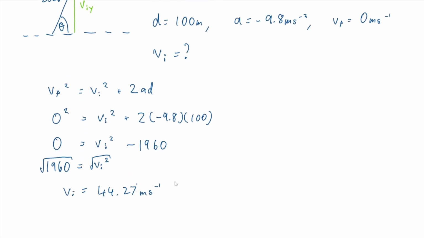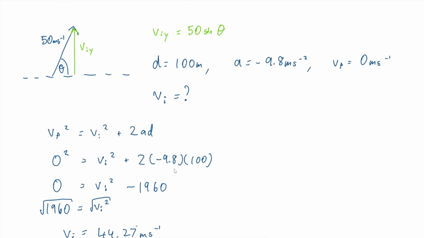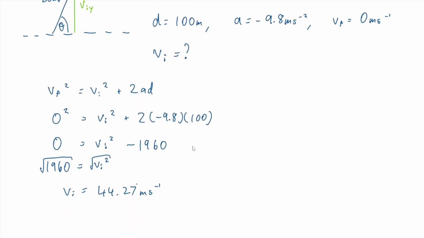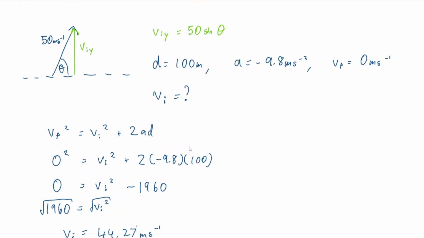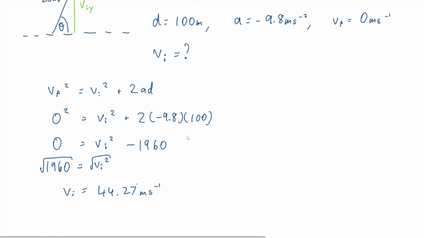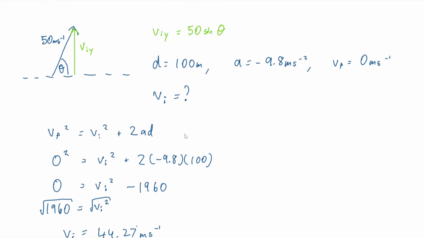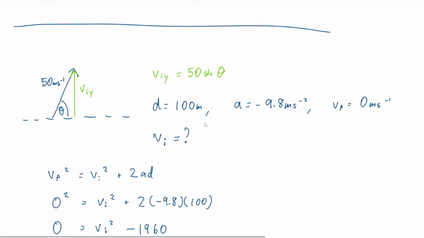Now, when you square root, you get 2 solutions, positive and negative. In this case, the negative solution doesn't make sense because that would correspond to going down into the ground by 100 meters. Cool. So we found the initial vertical velocity, but the question asked us to find the angle.